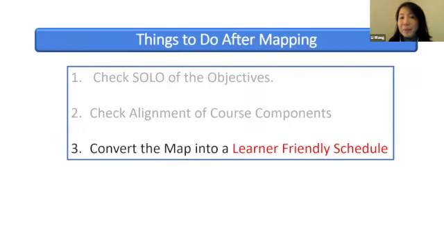So the next activity, we earlier talked about things to do after mapping. We talked about checking the SOLO level of the objectives and then checking the alignment. And then the next one is how to convert the map into a learner-friendly schedule. It's highly recommended that you include this schedule in your Canvas course and also in your syllabus as well, because lots of times students will be more interested in knowing this and will read it carefully, instead of reading every single detail in the syllabus.